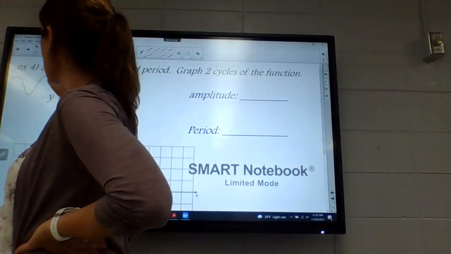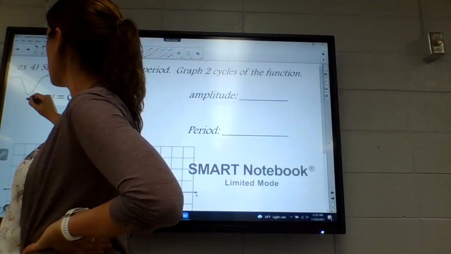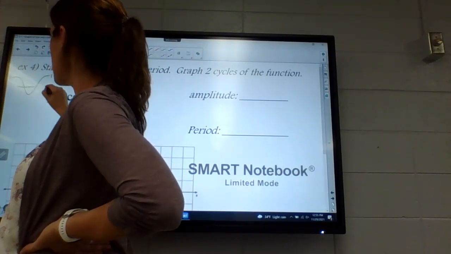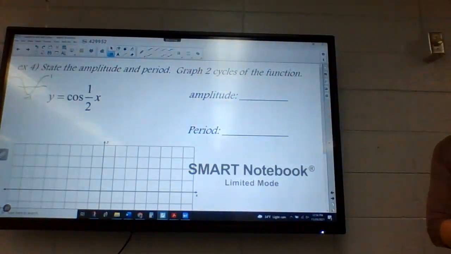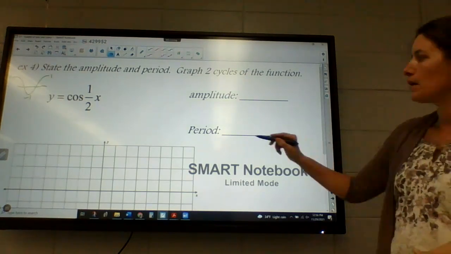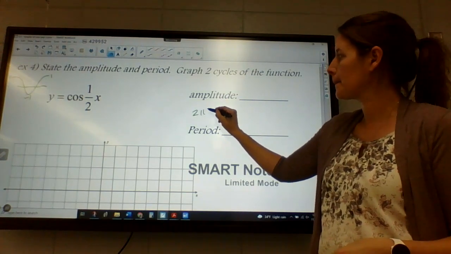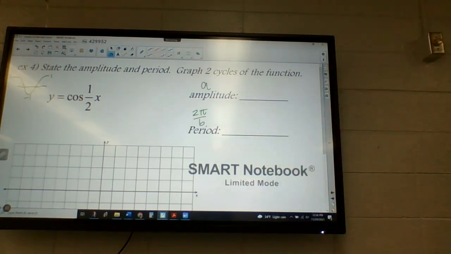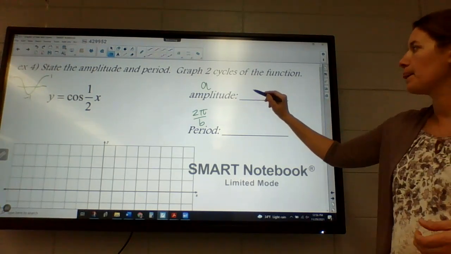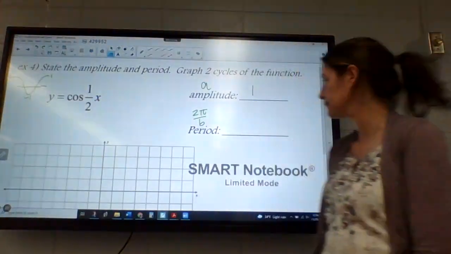So cosine starts at 1 and ends at 1 and goes down to -1. It's an important thing to be aware of as we do this. But the amplitude and period all still work the same. So what's my amplitude for this one? 1. Just the 1 in front of the cosine.